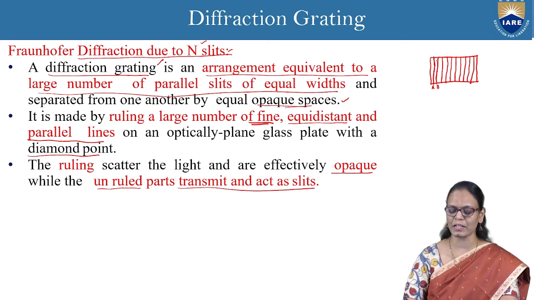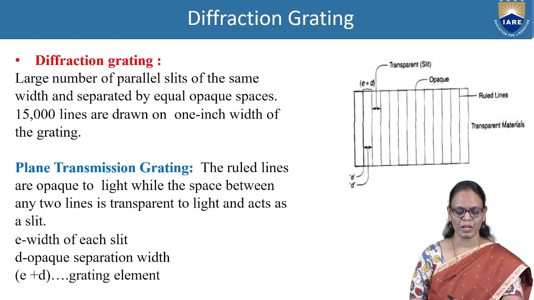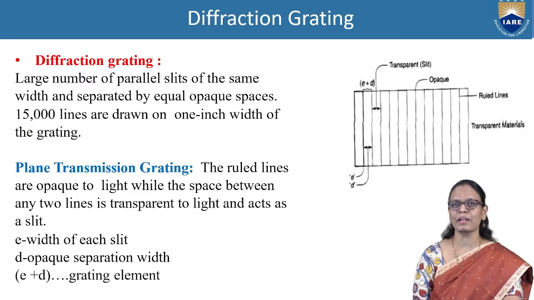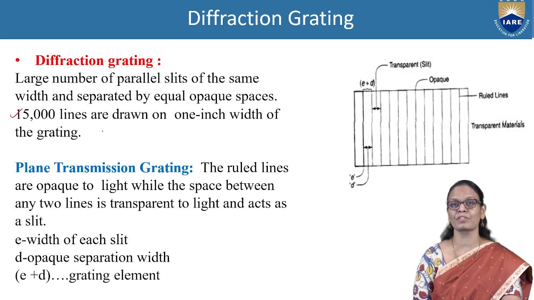So what we see here is, this portion will be the region or the slit. So like this, if we are drawing n number of lines, you will have n number of slits through which light can pass. Now, a large number of parallel slits of the same width separated by opaque spaces. So 15,000 lines are drawn on 1 inch width of the grating.